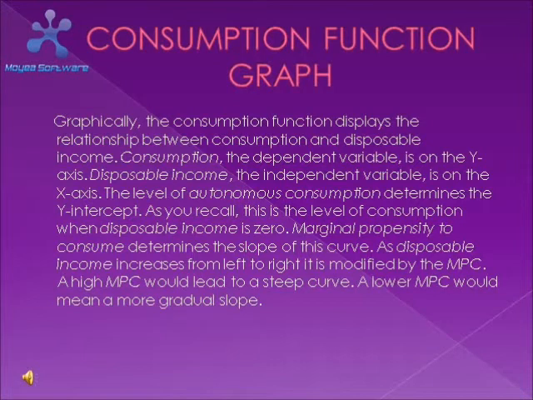Marginal propensity to consume determines the slope of this curve. As disposable income increases from left to right, it is modified by the marginal propensity to consume. A high marginal propensity to consume would lead to a steep curve. A lower marginal propensity to consume would mean a more gradual slope. Let's look at the following graph.